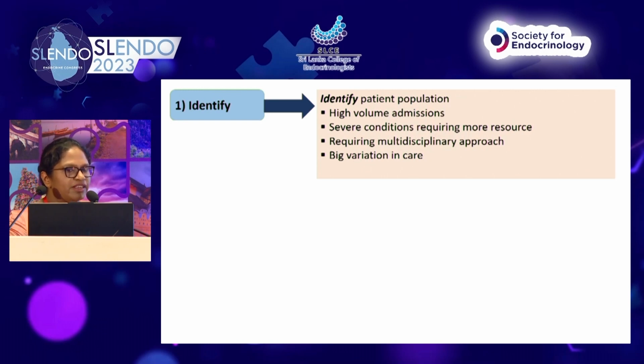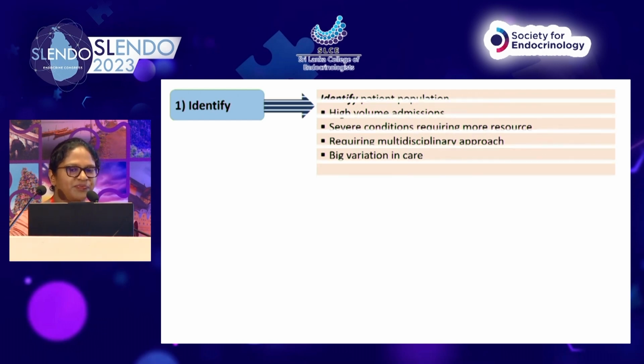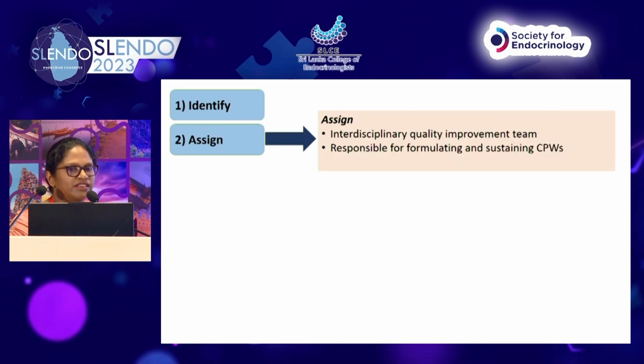Most would benefit if the patient population has high volume admissions, as in the case of diabetes. It has multi-system involvement and multiple complications, so there are multiple high volume hospital admissions, and severe conditions requiring more resources, requiring a multidisciplinary approach, and big variation in care. Diabetes has all of these, so diabetes is the best thing to start care pathways with in a low resource setup. And then we need to assign a group.